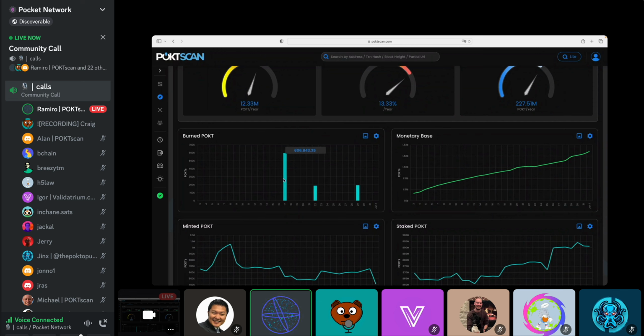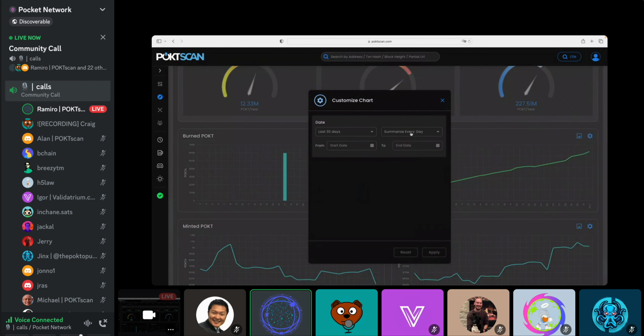The first one accounting for 3 weeks, the second one, and the last one from the last week, 200K Pocket. Then we have the monetary base that will show us how the monetary base is growing. These graphs have periods of 1 month by default, but you can easily change them from settings here.